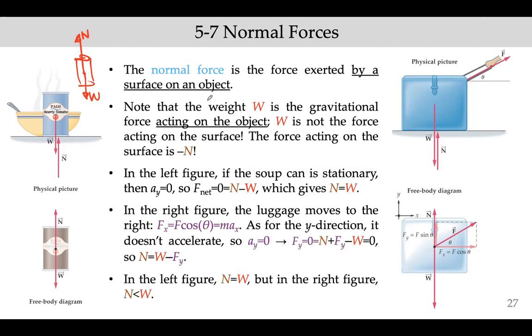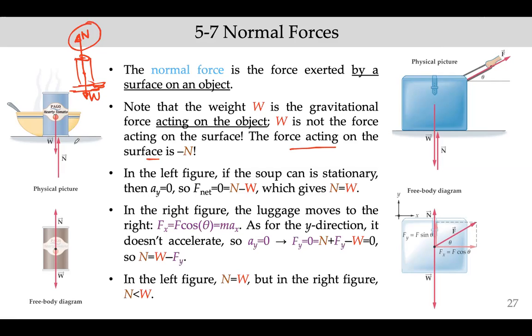Now if you ask, what is the force acting on the surface? It could be a surface, or it could be your hand, right? Forget about the soup can. Now let's think about my hand. What is the force on my hand? Because I feel some force when I carry this soup can, right?